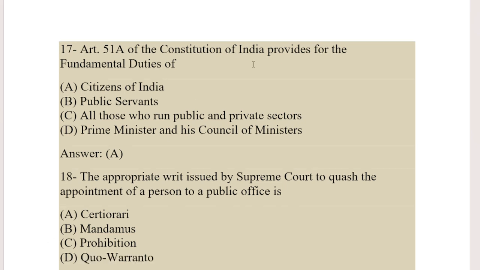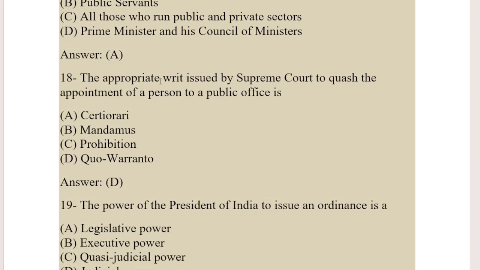And the next question is, the appropriate writ issued by the Supreme Court to quash the appointment of a person to a public office is certiorari, mandamus, prohibition, quo warranto. The right answer is quo warranto.